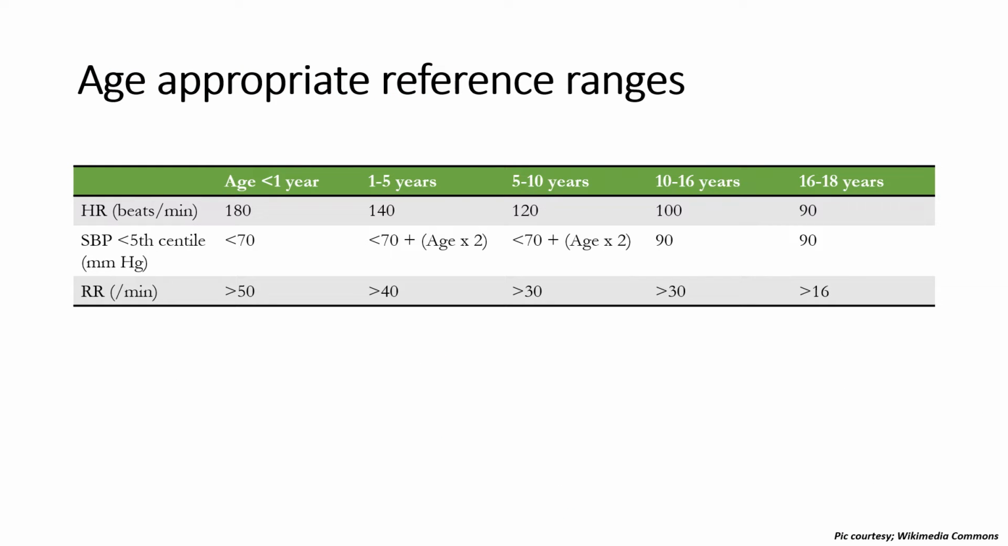The age-appropriate reference ranges of various vital parameters to identify shock are as follows. As regards heart rate, systolic blood pressure less than 5th centile, that is hypotension, and respiratory rate to identify tachypnea. These are the values given in the age less than 1 year, up to 5 years, up to 10 years, up to 16 years, and up to 18 years of age.